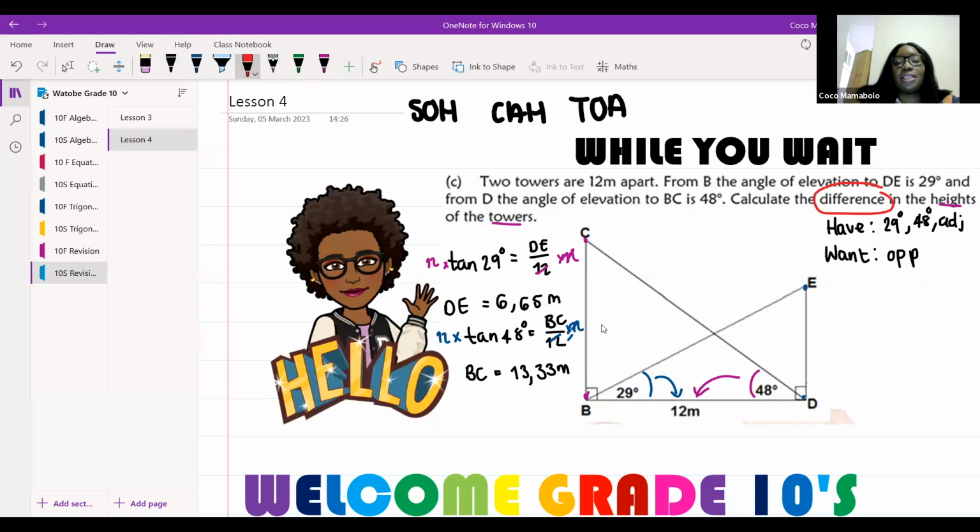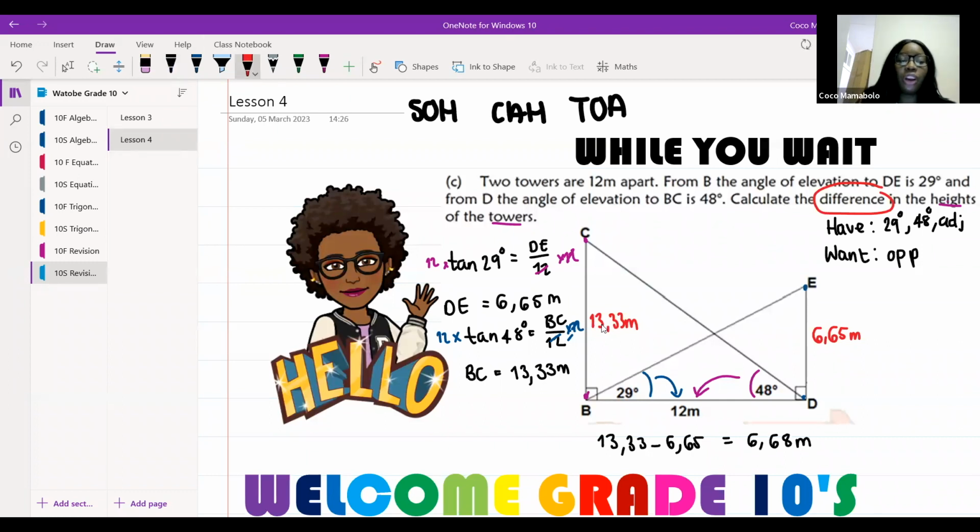Now, what this tells me is BC is 13.33 meters and DE is 6.65 meters. Now, the question says it wants the difference between the two. So what we're going to do is we're just going to go 13.33 minus 6.65, which is equal to 6.68.